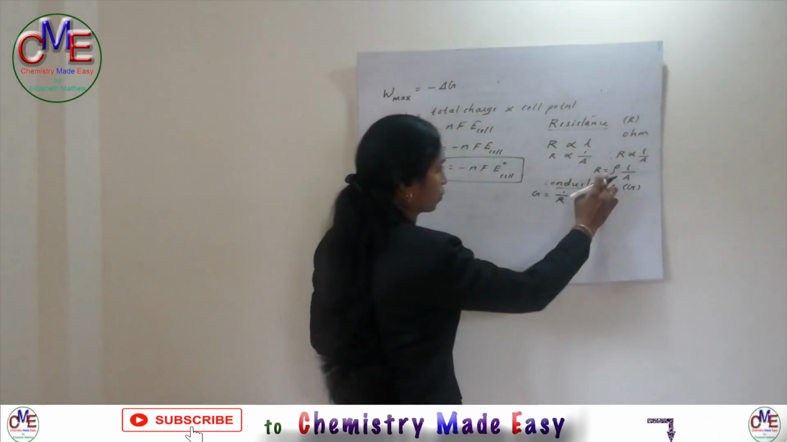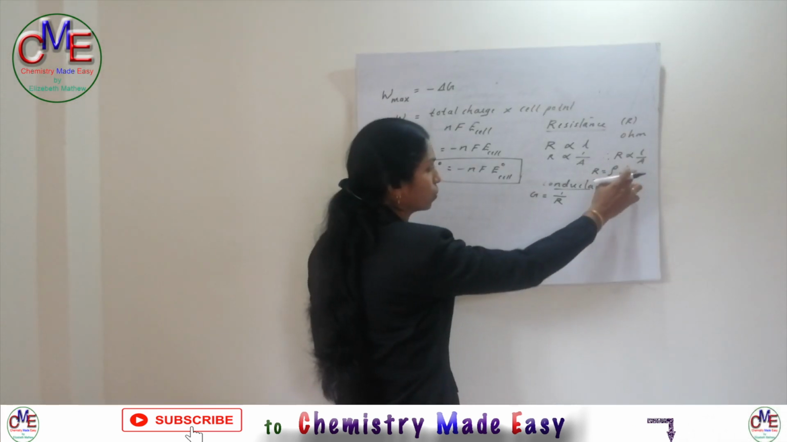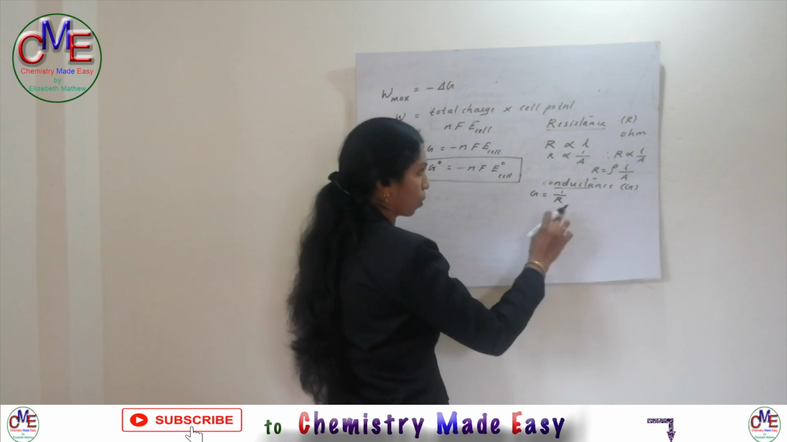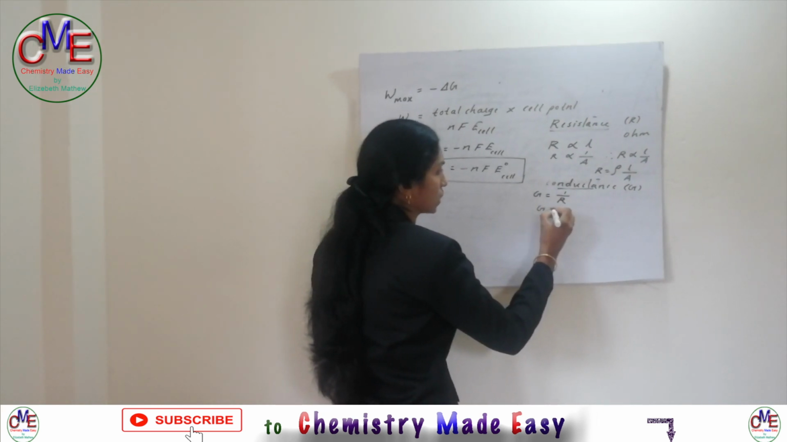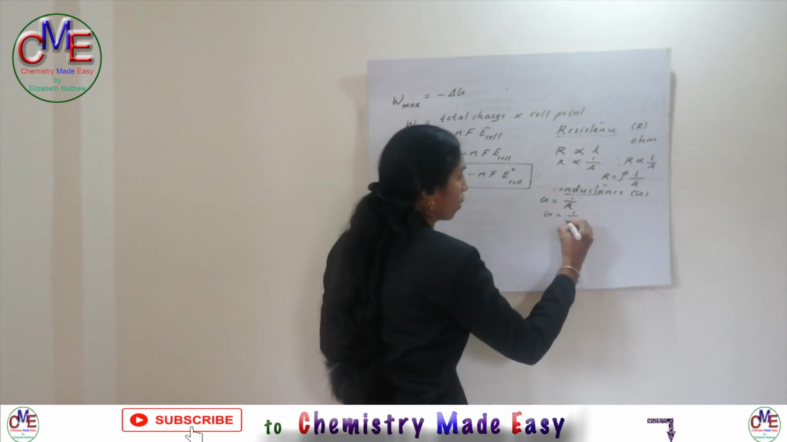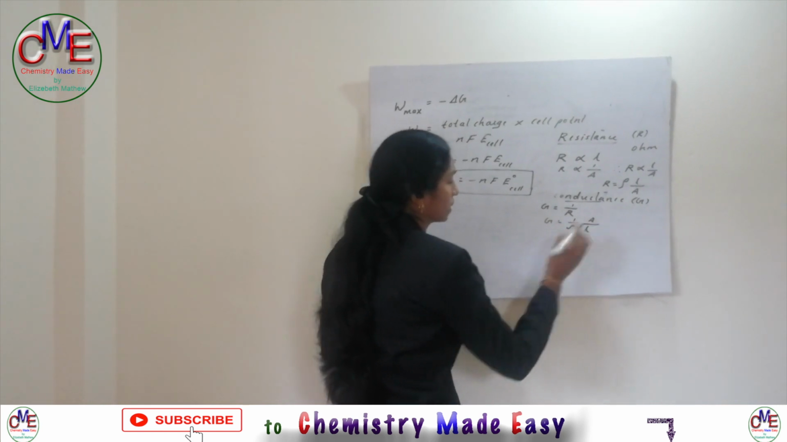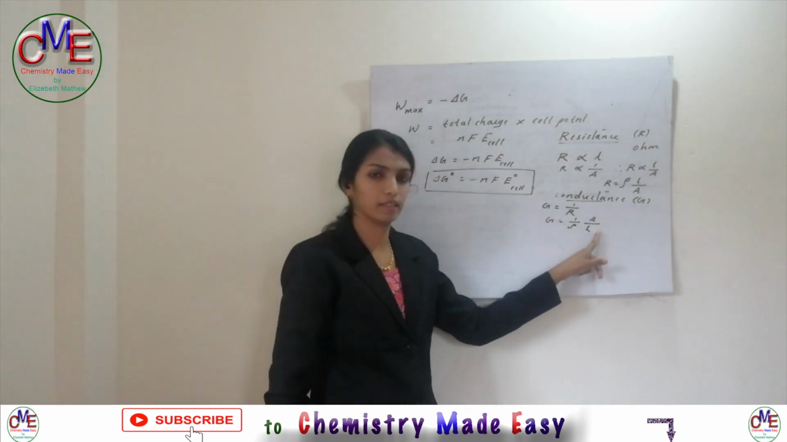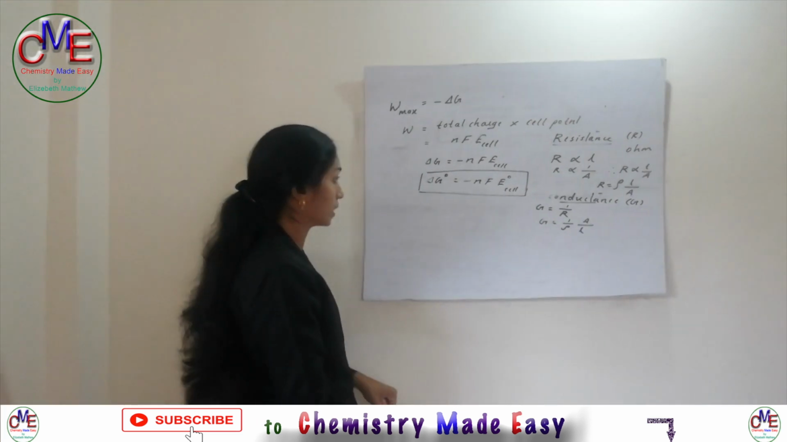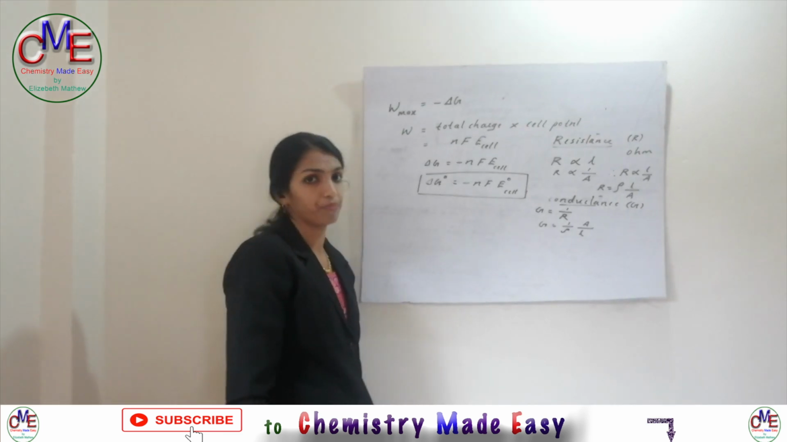So we can write an equation. Resistance R is equal to rho into L by A. So 1 by R is the conductance. G is equal to 1 by rho into A by L. This is the expression for conductance. Okay, then the next term is conductivity.